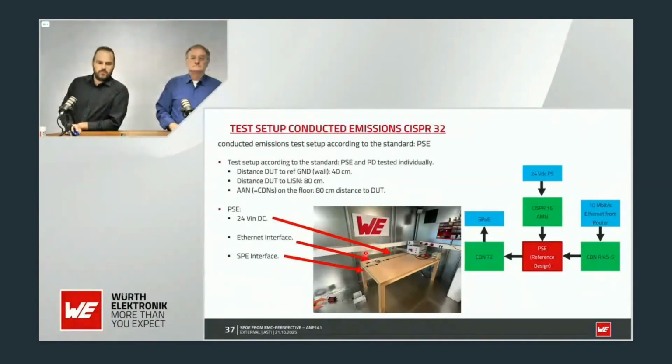Let's have a quick look at the conducted emissions. For the conducted emissions, we will only focus now on the PSE, since the PD is easier to test, we only have 2 connectors here. So for the PSE, we will use a CISPR 16 LISN. You can see this one here. And we will connect the 24 volts input there and measure more or less the emissions on the 24 volt input line with these CISPR 16 limits for the AC mains.